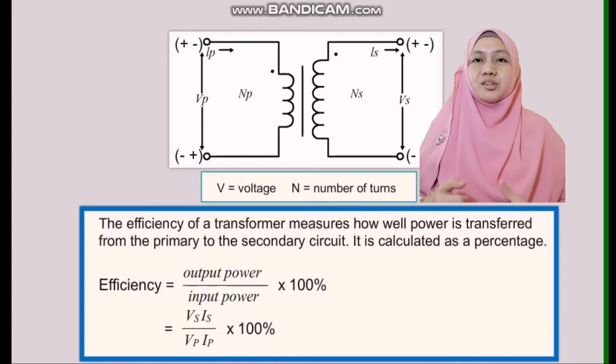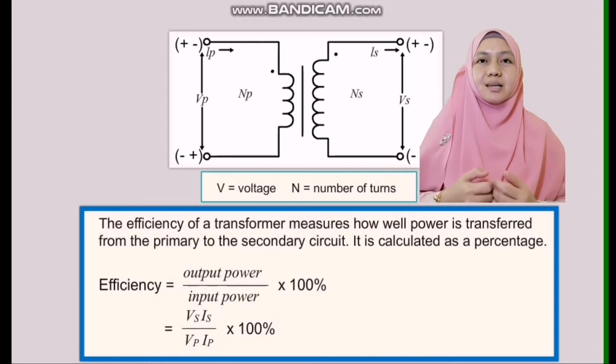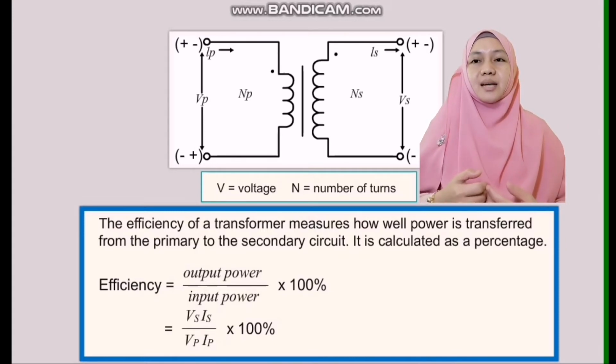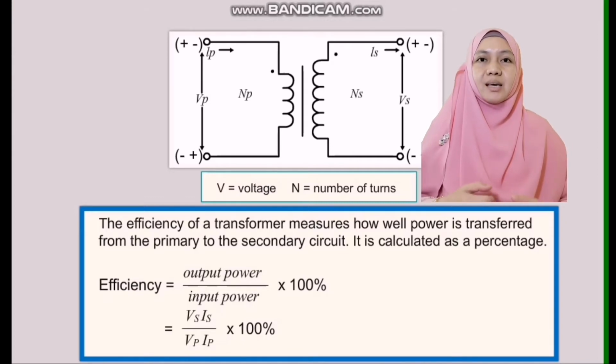So how to determine efficiency of a transformer? It is shown in this diagram. Efficiency of a transformer measures how well a power is transferred from the primary circuit to the secondary circuit, and it is calculated as a percentage, where efficiency is determined as the output power divided by the input power multiplied by 100%. A high efficiency transformer shows less power loss in the operation, while a low efficiency transformer shows that there is a lot of power loss or more power loss during the operation.